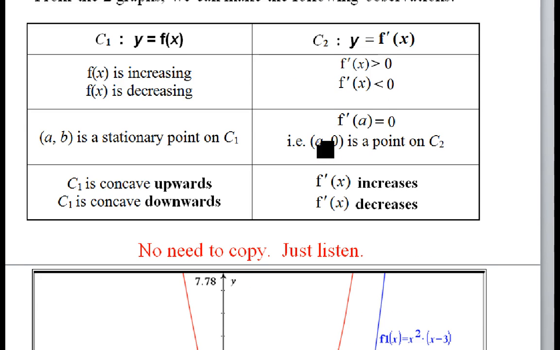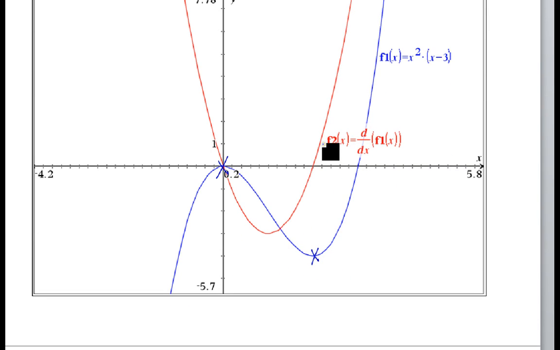Next, if it is concave upwards for C1, that means concave upwards means smiley face, right? Smiley face like that, this whole section smiley face. Then your f prime x, this part is increasing. Okay, maybe I highlight this. This is a bit harder. This portion is part of a smiley face. Correct? Therefore, this whole section is increasing.